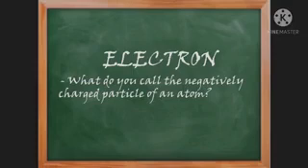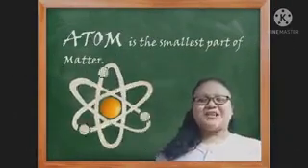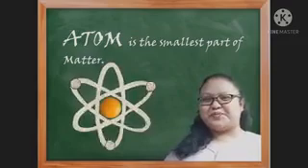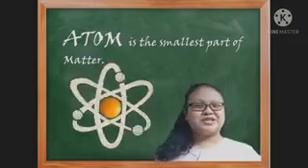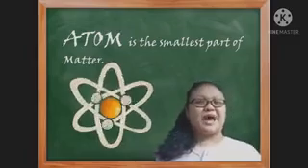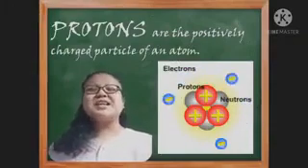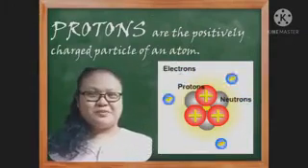After answering the activity, let us have a short recap about it. Number 1 is atom. Atom is the smallest part of matter. It is also the smallest unit of matter that has the characteristics and properties of a chemical element. Next one is proton. Protons are the positively charged subatomic particles of atom.